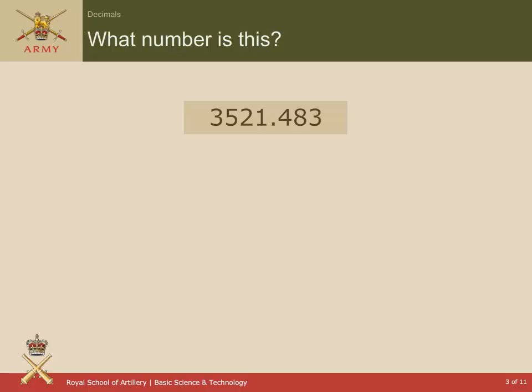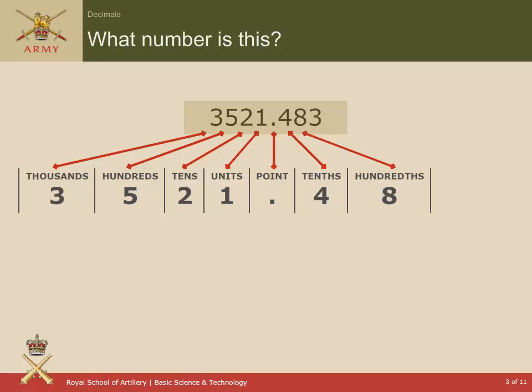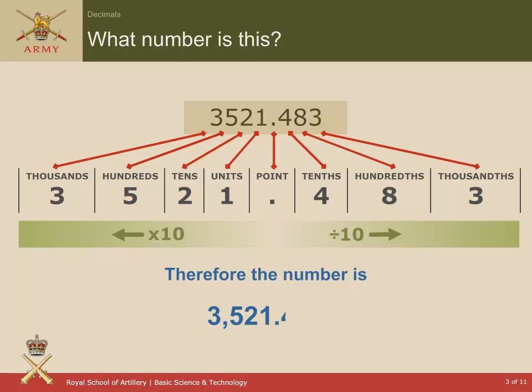You probably remember from early school days that we talk about columns, and in the columns we have different units: tens, hundreds or thousands. Then if we move across to the right, across the decimal point, we have tenths, hundredths and thousandths, and we can continue in both directions as far as we want. Moving from one column to another, we're either multiplying by 10 if we go to the left, or dividing by 10 if we go to the right. Therefore that number, if we read it as a proper number, is 3,521.483. Therefore the decimal part is 0.483.